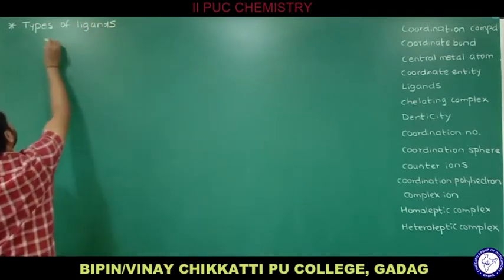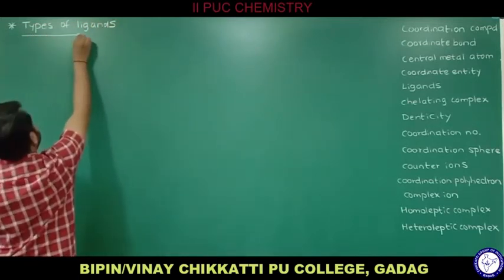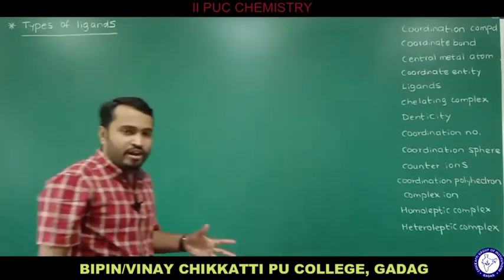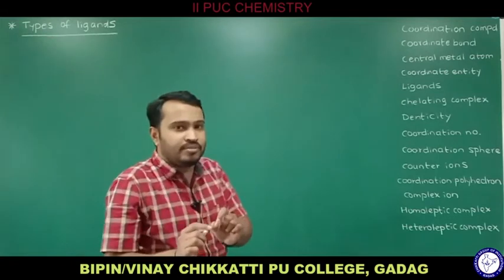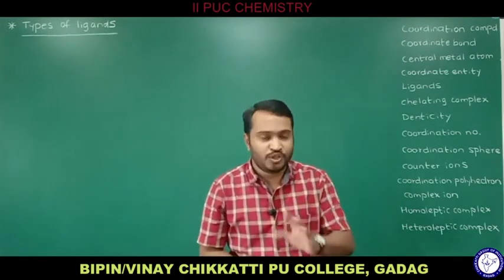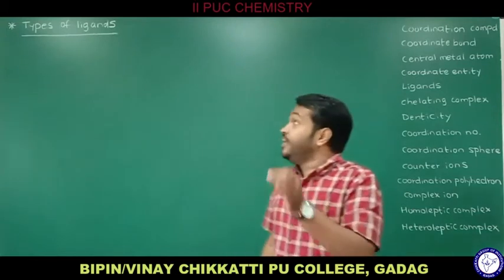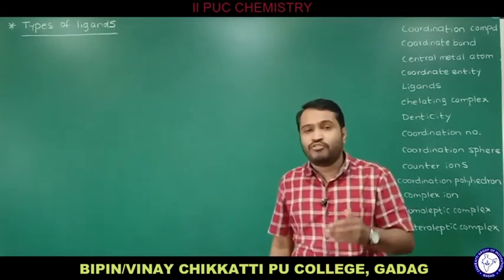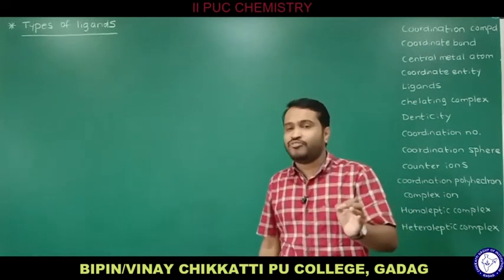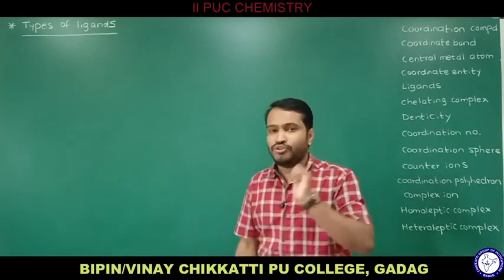As we know, ligands must donate one or more than one lone pair of electrons to the central metal atom through a coordinate bond so that a coordination compound is formed. So, based on how many lone pairs of electrons an atom is going to donate, we classify the ligands into four different types.